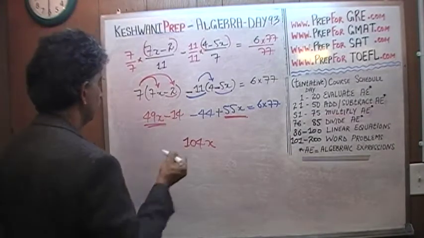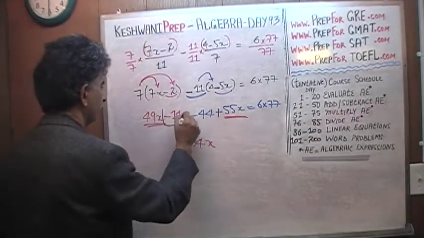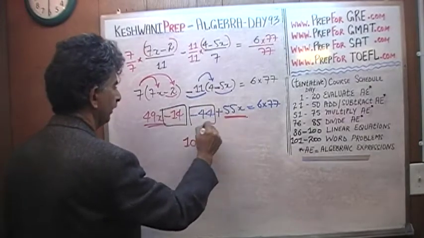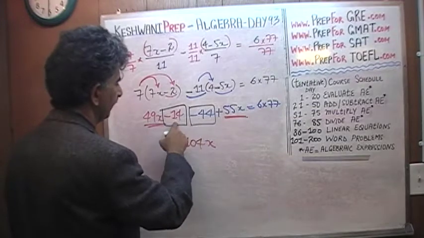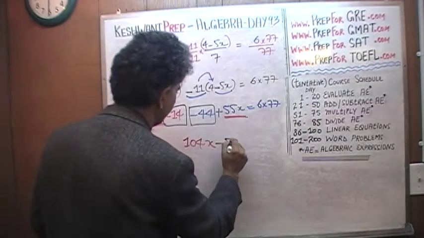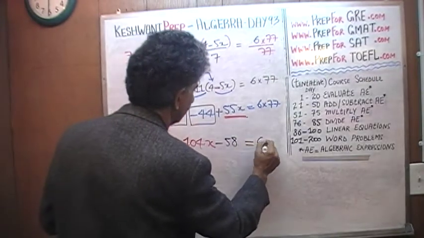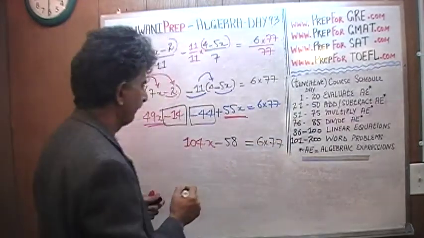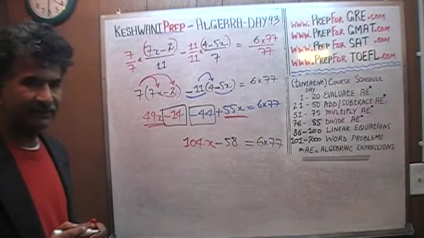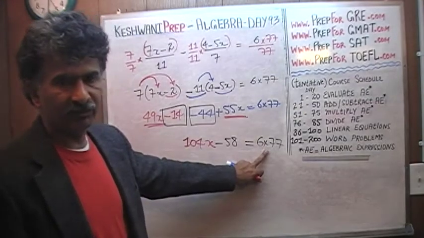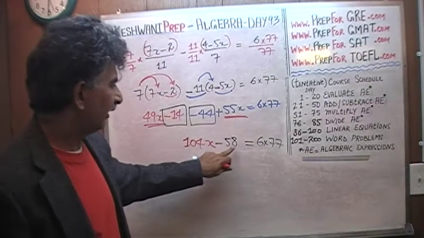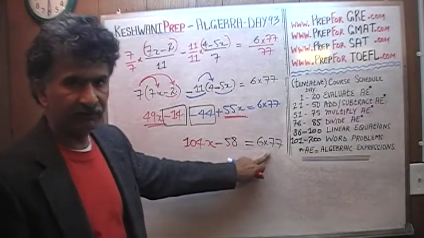Now we have to take care of these two numbers: negative 14 and negative 44. 4 plus 4 is 8, and 1 plus 4 is 5. So it's negative 58 equals 6 times 77. It seems like we have no choice but to figure out what 6 times 77 is, because we need to add 58 to it in the next step.